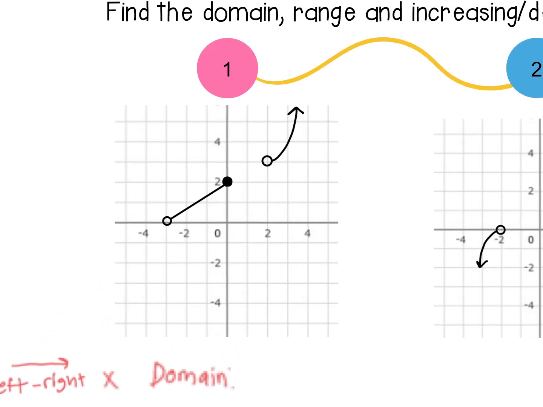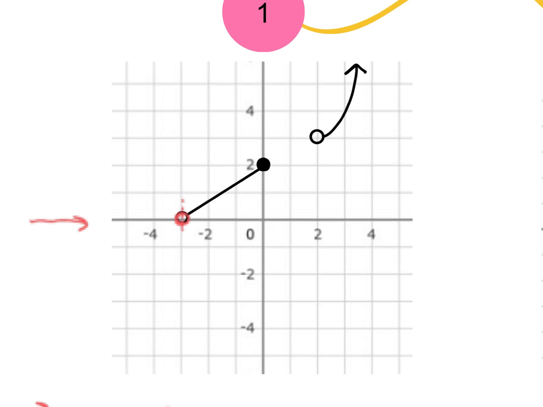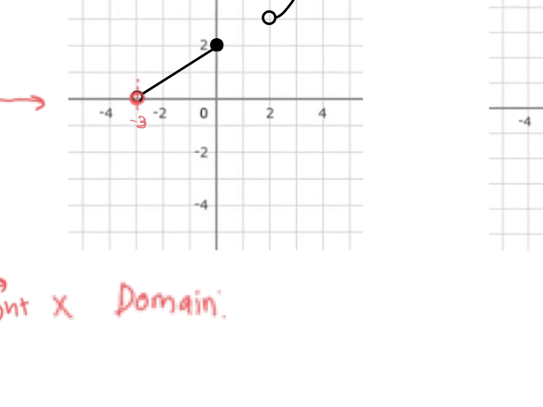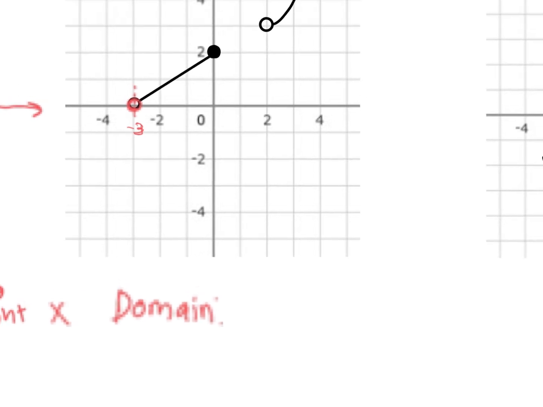Right, so let's go all the way to the left of this graph right here. If you go all the way to the left and you're going in this direction, the first value of x that you reach is going to be this open circle right here, right? And that's going to be at an x value of -3. Right, so this graph is going to start at an x value of -3, and you see an open circle, so our domain is going to start with a parenthesis -3.